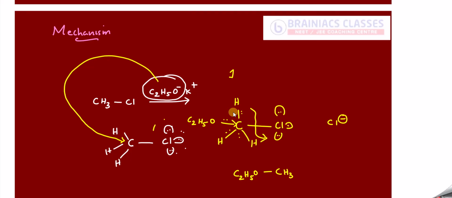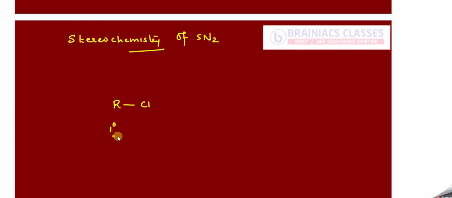Now we will see the stereochemistry of the SN2 reaction. Then you will understand that as well. Stereochemistry of SN2 reaction. Say you have a 1 degree alkyl halide. Now you are treating this with a strong nucleophile, let me say Nu minus. You are also having DMF. So what will happen here?